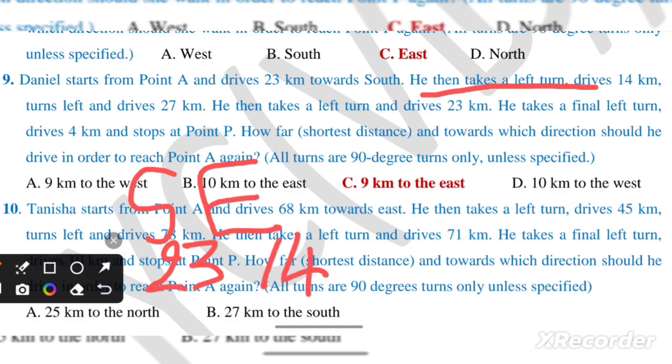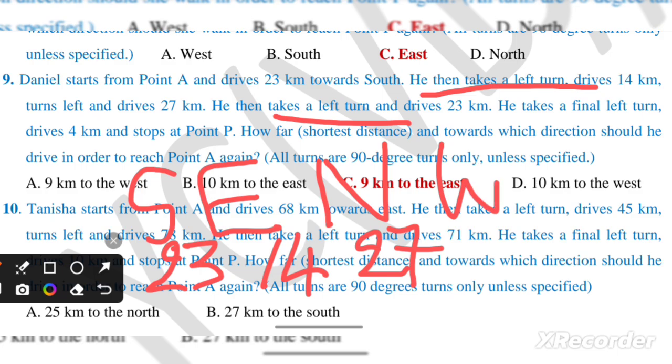He will take again left and drives 27 kilometer. So for the east, left means what you will get? North. Okay. We have already used south; south's opposite will be north. So south, east, north again. So north how much? 27 kilometer. Okay. So next he takes a left. Again left means what you will get? West. For north, left means west. West how much? 23 kilometer.